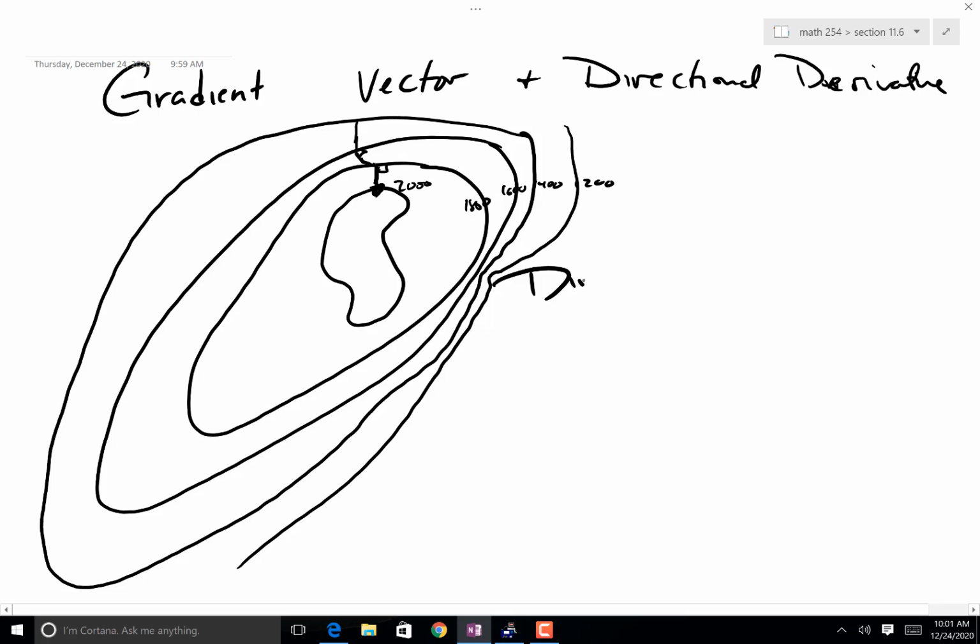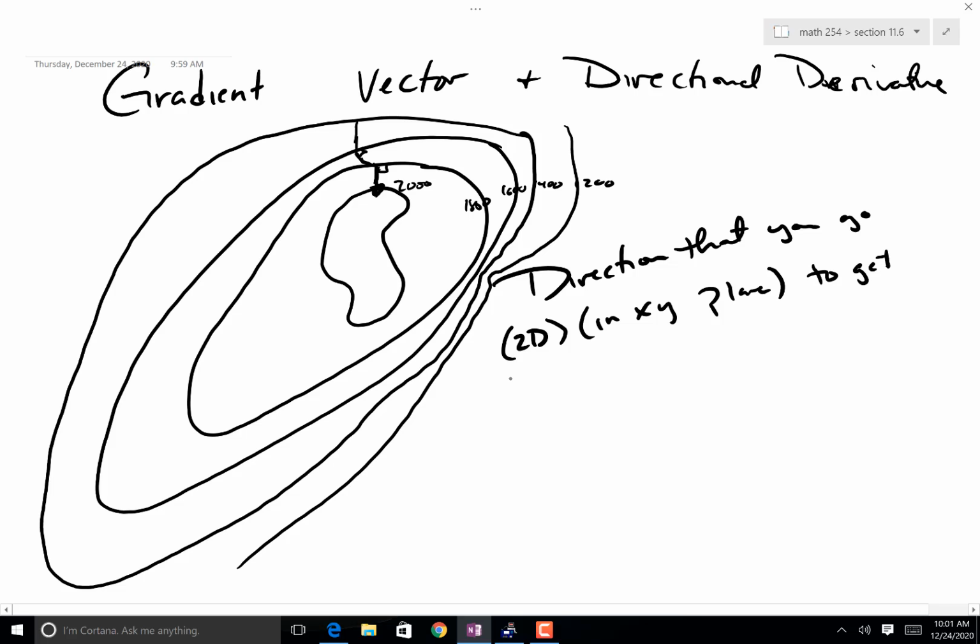So it is the direction that you go. Now, this is important. 2D, that is in the XY plane. By definition, it is to get the greatest positive change in Z. In other words, the greatest elevation change, so it's going uphill. Now, that's pretty straightforward. But meaning this is a 2D vector.